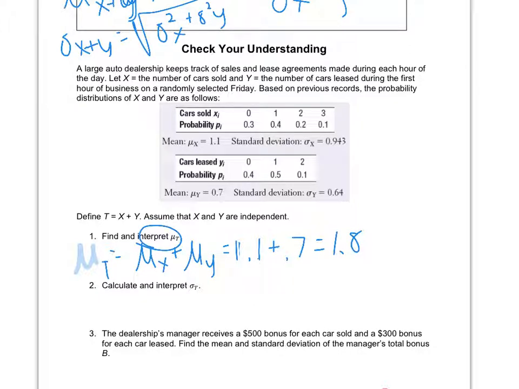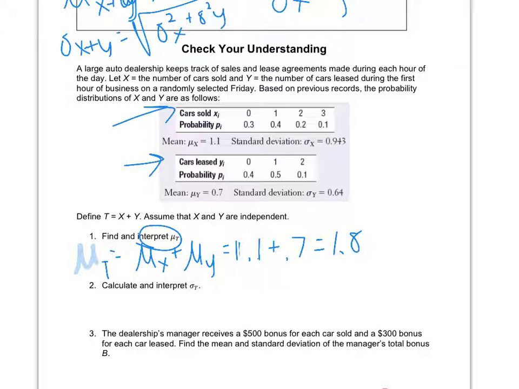So when I'm interpreting it, because it's an average, I need to state that I'm going to do this lots and lots of times. So over many, many Fridays, put it in context. Over many, many Fridays, the dealer expects to sell, on average, about 1.8 cars. It's sell and lease. Y is leasing, X is selling. So put all that context in there. Over many, many Fridays, the dealer expects to sell and lease, on average, about 1.8 cars.